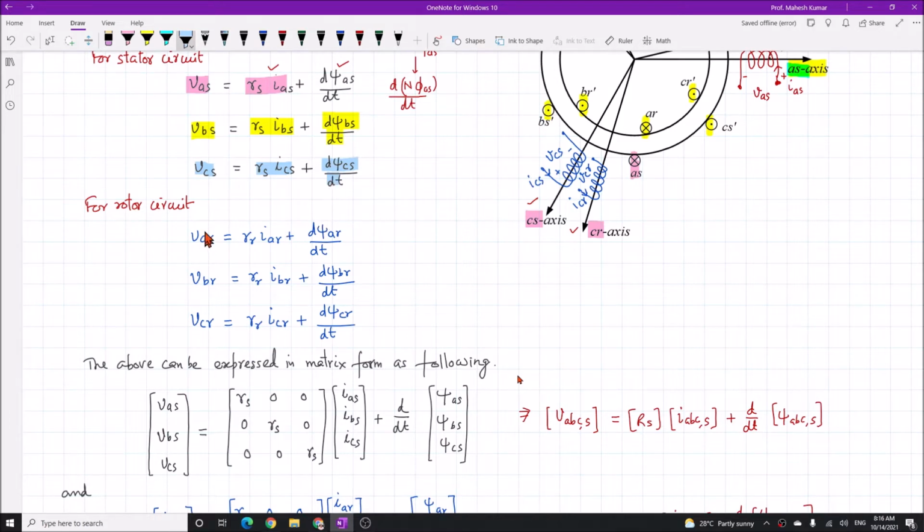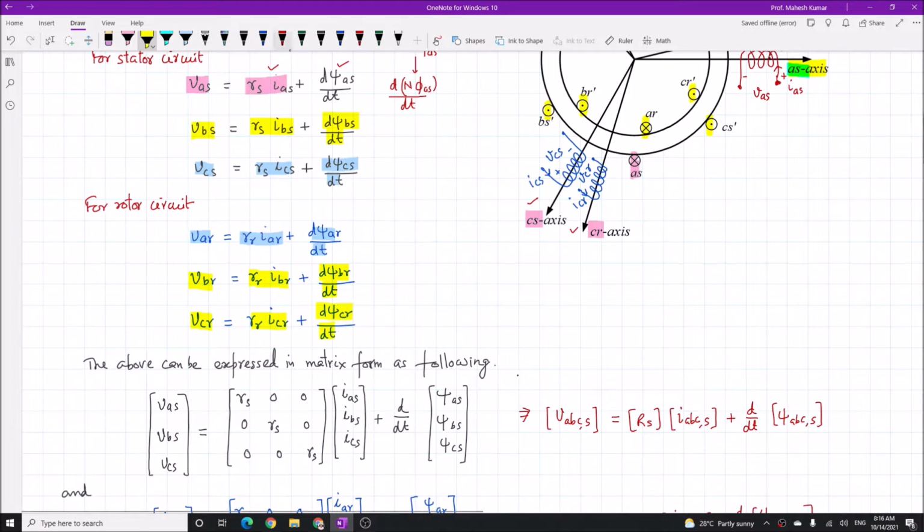So as you can see, VAR is RR into IAR. So now we have a rotor resistance RR and the current flowing into the circuit is IAR, plus d psi AR by dt. Then VBR equals RR into IBR plus d psi BR by dt. And the third phase VCR equals RR into ICR plus d psi CR by dt.